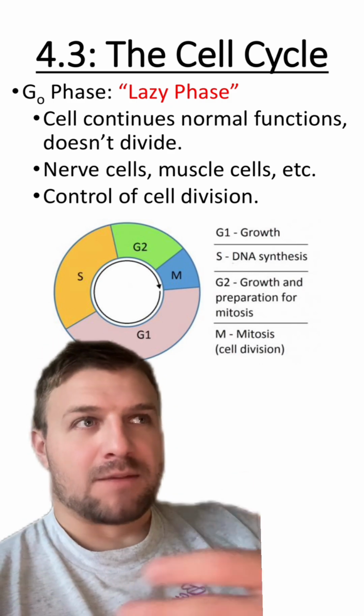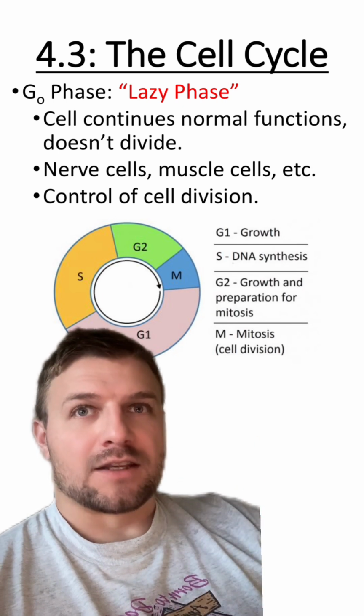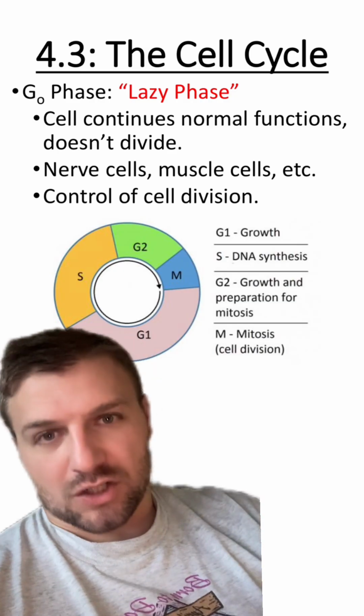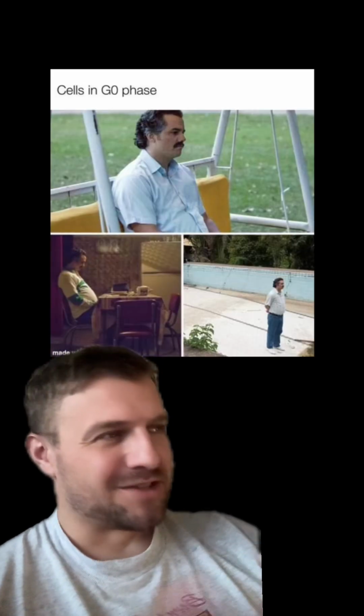I like to explain the importance of this phase as the cell trading its ability to divide to have a very specialized function. Cells in G0 phase are just not dividing.